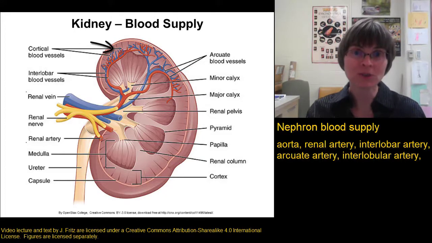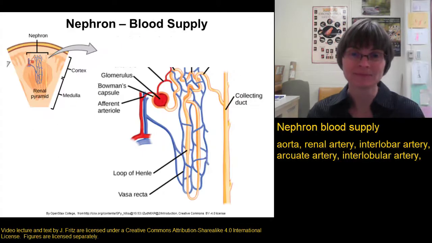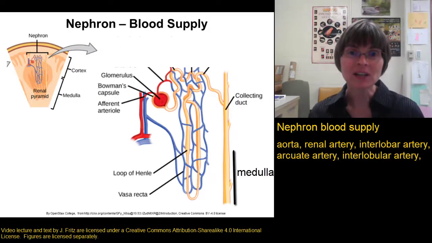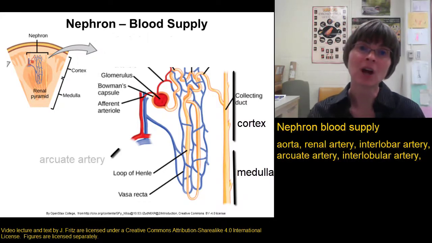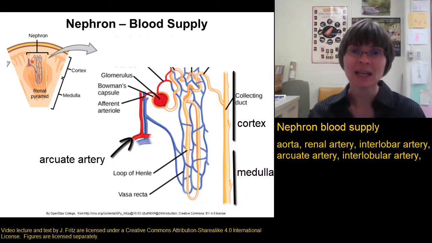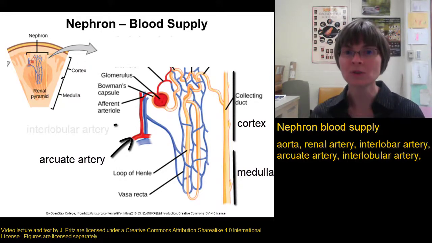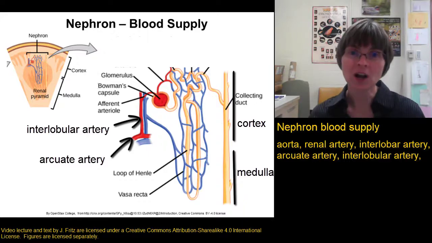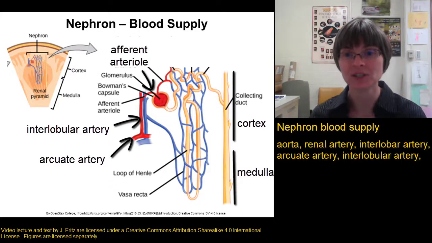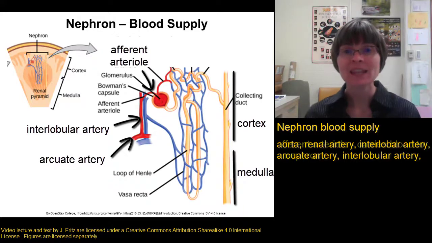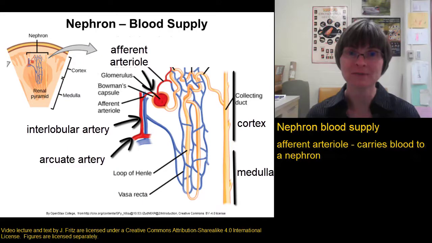We're going to zoom in for a closer look at what's going on here. If we take a look here, we see an interlobar artery that would be coming up through a renal column, turning to form an arcuate artery here. And this is an interlobular artery in the cortex. The interlobular artery branches into a number of afferent arterioles. The afferent arterioles carry the blood to the nephrons.